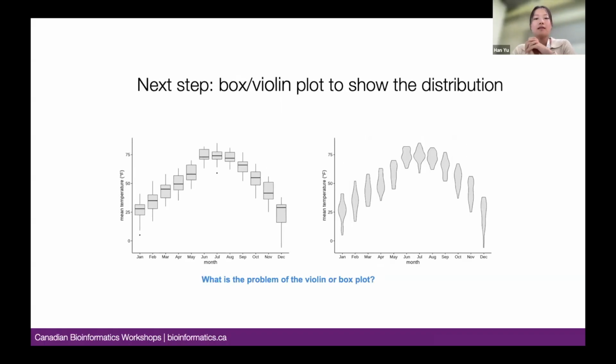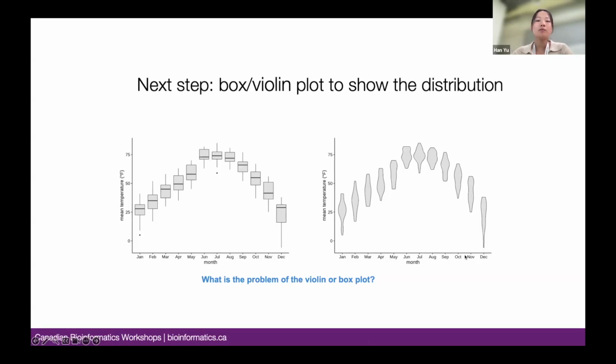So to enhance the visualization, we use the box plot or violin plot to show the distribution of the real data, the temperature. So you can see this is the box plot and this is a violin plot. It's much better, right? It can show the distribution of the real data. Comparing these two plots, we can see that the violin plot offers additional insights because in November, the violin plot reveals two distinct temperature peaks. So here and here, but we cannot see this information in the box plot.